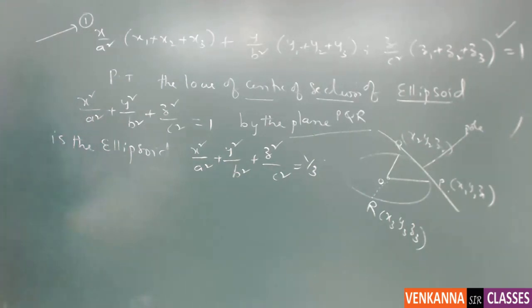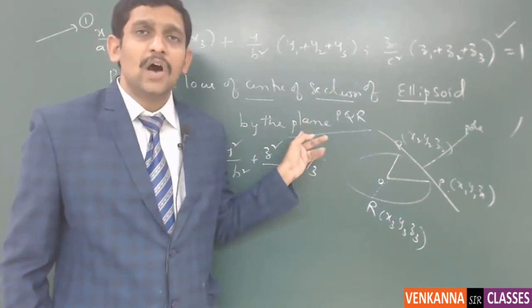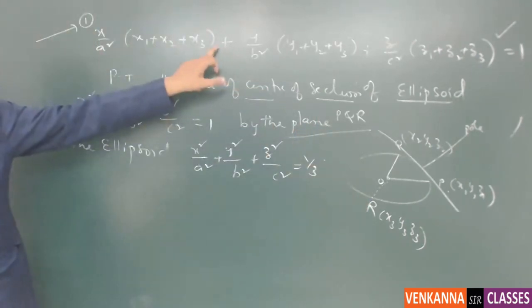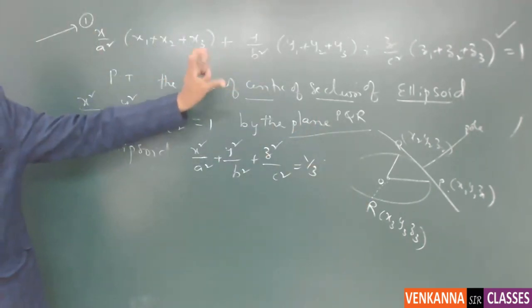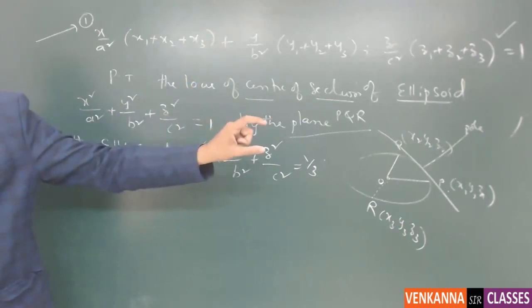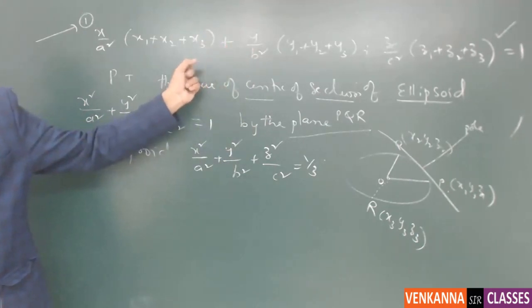Right. So in the first place, the equation of the plane PQR is nothing but this plane equation. So you have to write the procedure as it is. The equation of the plane passing through the points P, Q, R is nothing but this. You can mention this plane equation directly.